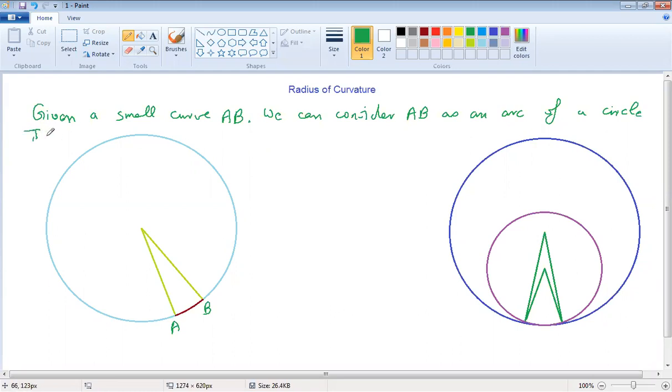The radius of that circle, suppose this is the radius of that circle. Radius of that circle is called the radius of curvature for that curve.